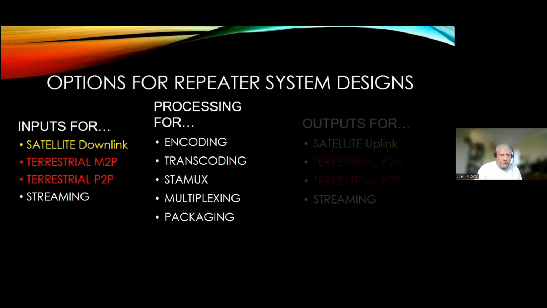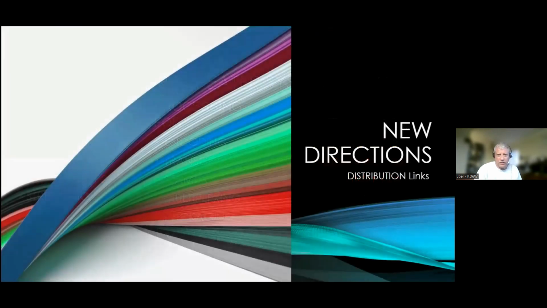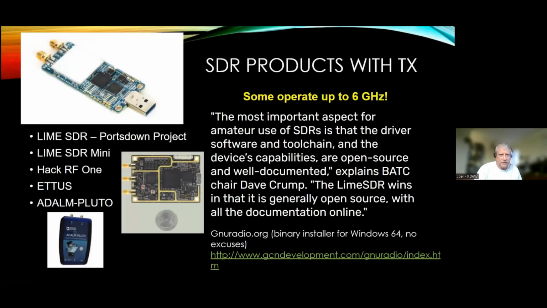Let's just go fast. Any to any, new directions, distribution links. So these are the toys I want you guys to start looking at. They're out there: LimeSDR, the HackRF One, the ADALM-Pluto, all those things. These are the SDRs that run on a computer. This will allow you to make a modulator, to make QPSK, because there are modules inside GNU Radio.